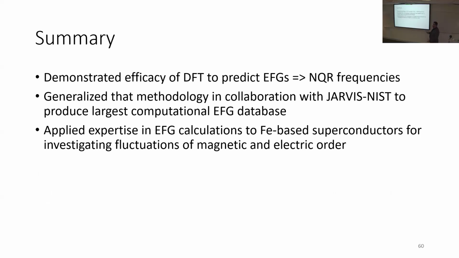And so just to wrap up this talk, in the first part of the talk, I talked about how we can use density functional theory to predict electric field gradients, and you can also calculate NQR frequencies, which can help experimentalists. I talked about how we developed the first electric field gradient DFT-based database in collaboration with JARVIS NIST. And then finally, I talked about how we can use electric field gradients in order to study these exotic materials such as iron-based superconductors.